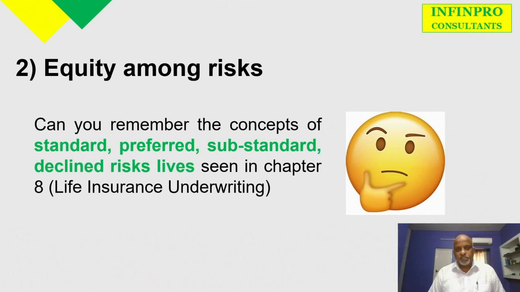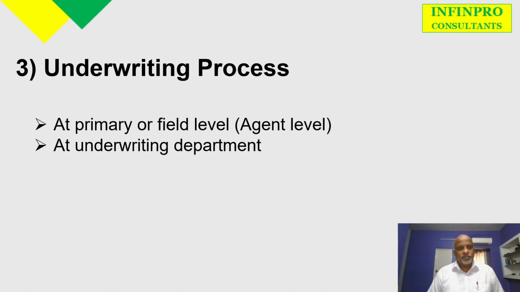Right. So equity among risk means the concept of standard, preferred, substandard, declined risks will come into consideration. Right. So post underwriting we can decide whether the application will go through as a standard life, or will there be any rate up, or is there any substandard life, or is it a declined life. All this was in fact discussed in detail in life insurance underwriting. If you would want to have a quick recall, have a check in chapter 8, which was life insurance underwriting in these IC38 modules. So underwriting ensures there is equity among the risks of lives selected for issuance of policy.